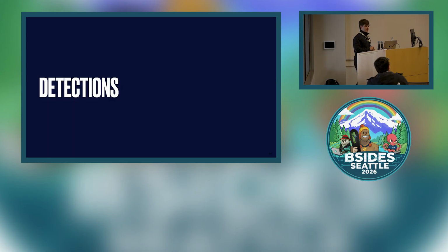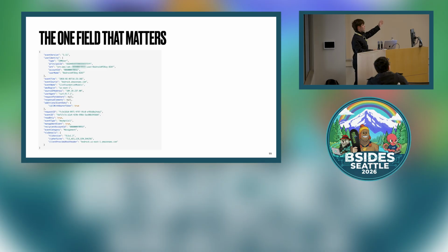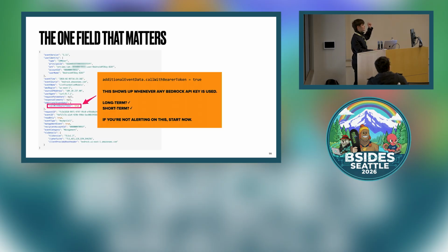And now let's see how to detect this. You can see here the CloudTrail event that happened when I did the list foundation models call using the Bedrock API key before in the demo. And this is the field that matters the most. Why? Every time that someone in your AWS account uses a Bedrock API key, either a long-term or short-term API key, this call with bearer token field is going to be true. So I would suggest that if you are not alerting on this field, to start as soon as possible.